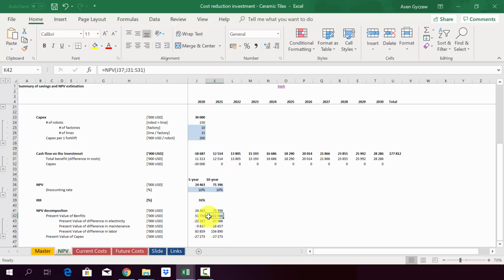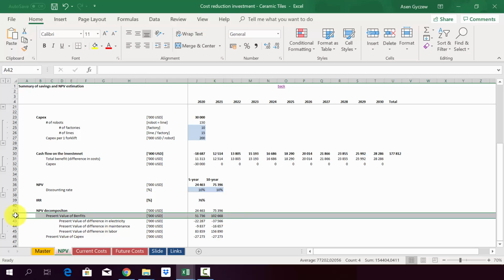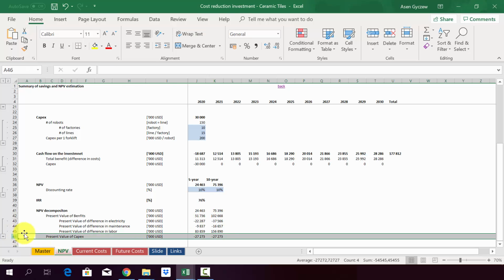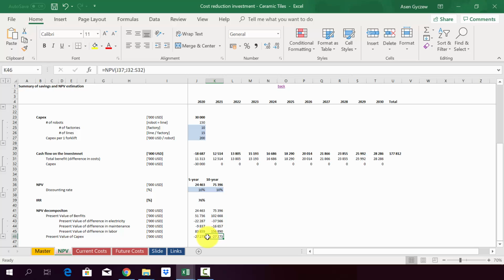And from the net present value of the net benefit, so 102 million for the 10 years NPV, we have to obviously deduct the net present value of the capex, which is 27 million. And in this way, we get 75 million of NPV, which is exactly what we had here in the calculation done on the total cash flow.